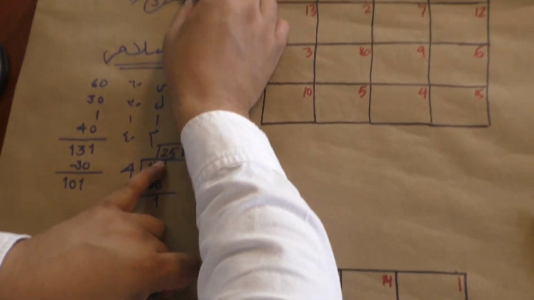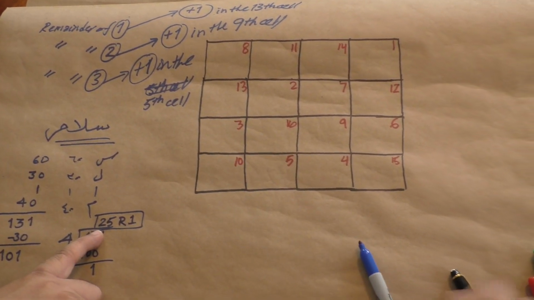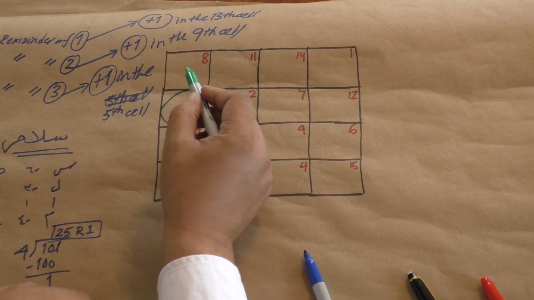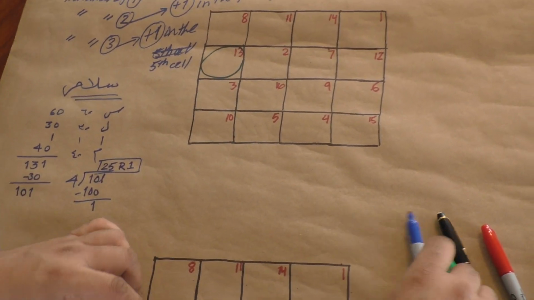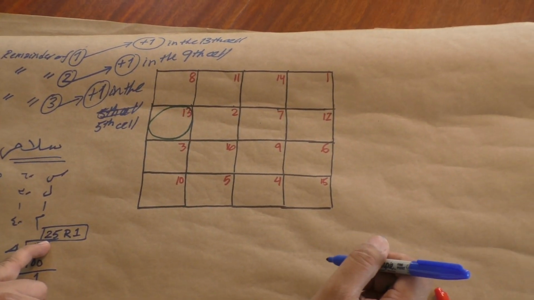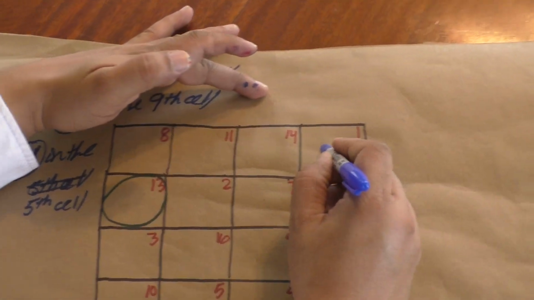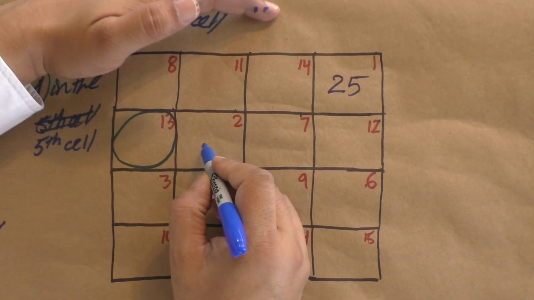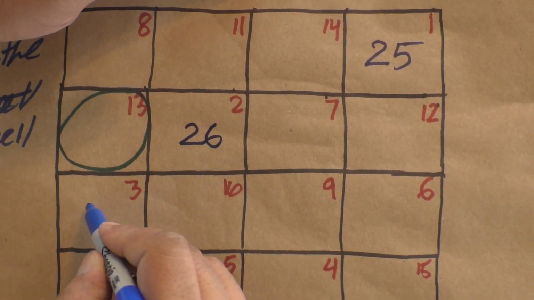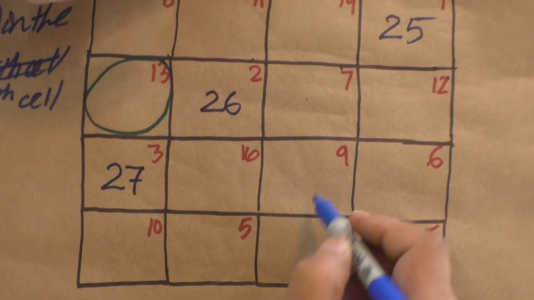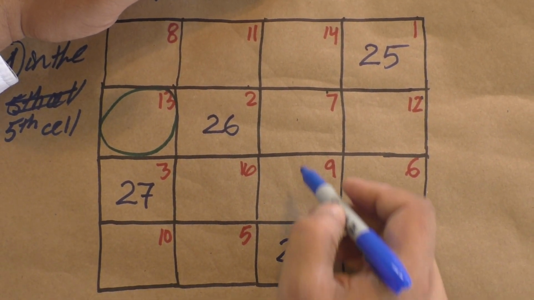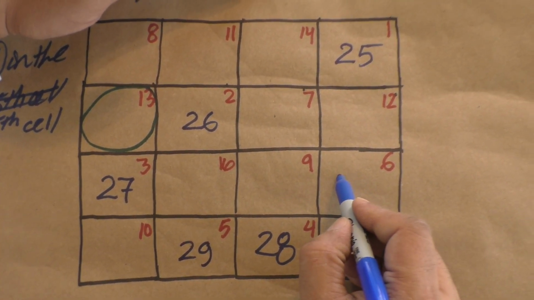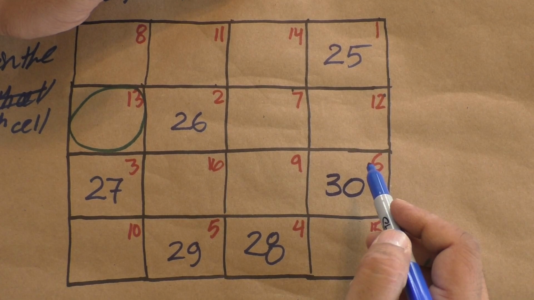And since we have remainder 1, when we get to the 13th square, which will be here, I'm going to put a big circle in here to remind me so I don't forget. And I'm just going to start counting from 25 in the 1 position. So we put our 25 here. Knight's move over here. 26, 27. We're counting by 1. 28, 29, 30. So far, so good.